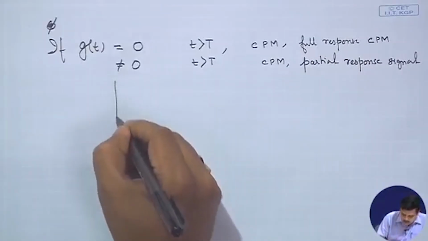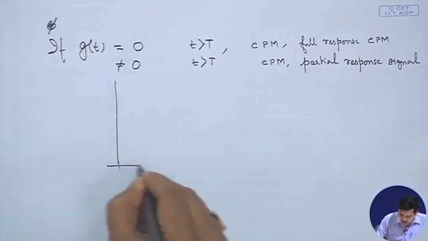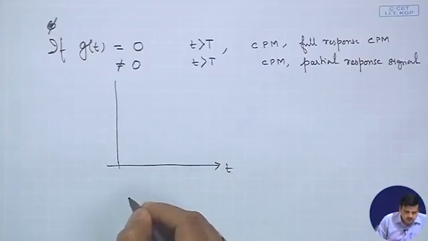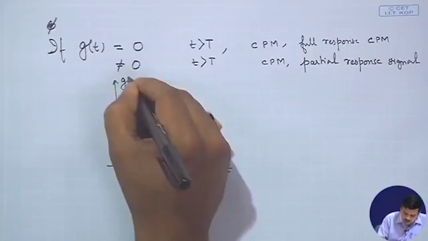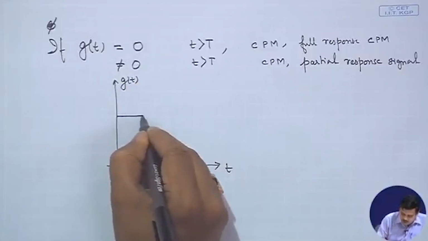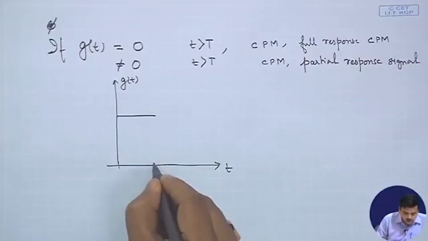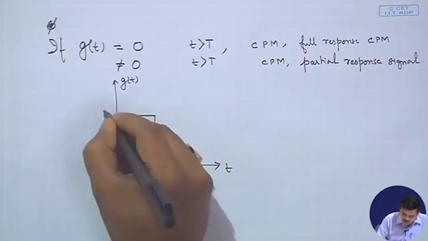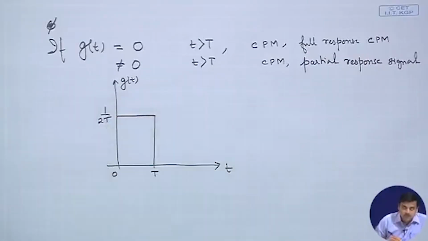So, suppose I have time t on the x axis and on the y axis I would draw g(t), and then I would say that for the time interval 0 to T, g(t) looks like this, that is 1 by 2T. This is exactly what we have used when we did CPFSK.